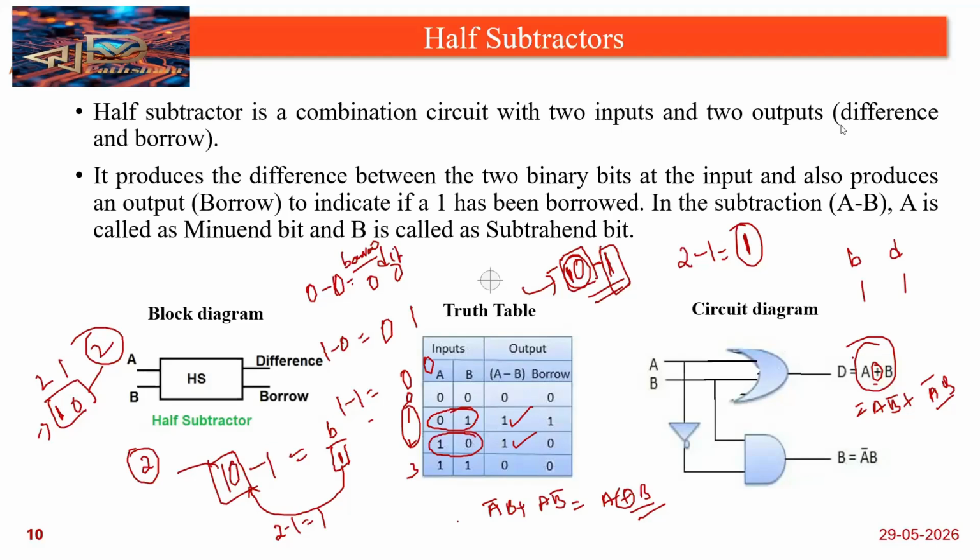Do you understand how I'm writing the equation? Yes. And then the borrow equation, where are you getting the borrow equation? One, only at one position. In the second row we are just borrowing. Then what is the equation here? A bar B, right? That is the reason I'm connecting one NOT gate. Then I'm getting A bar. So A bar is the input here and B. Then A bar B is the output I'm getting. That is the half subtractor.